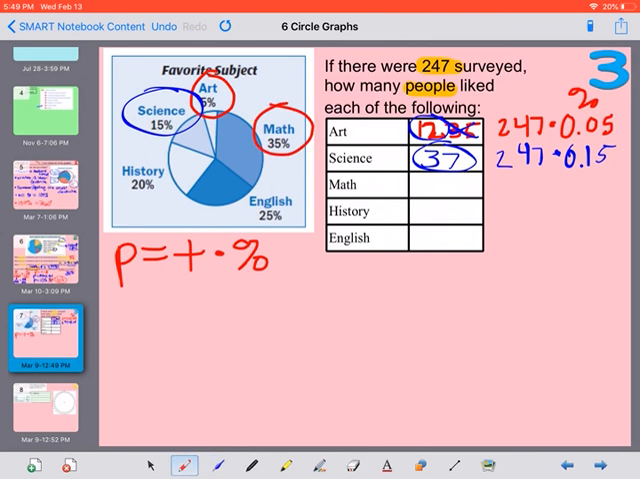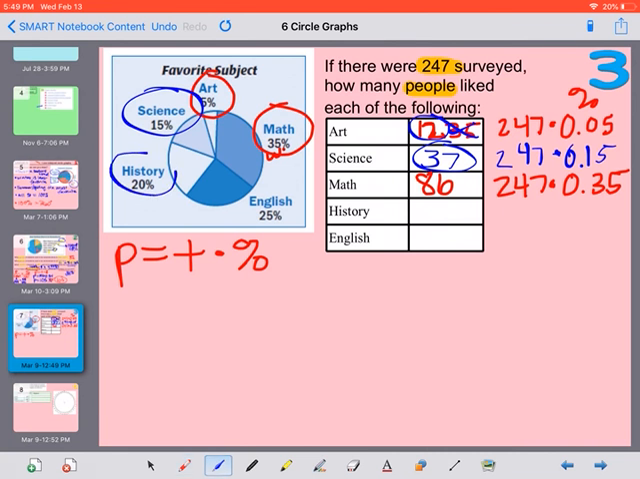Math is 35%, same number of people surveyed, 247 times math, what do we say, 35%, so 0.35. Just move the decimal 2 spots to get our percent as a decimal. So 247 times 0.35, 86.45 is really just 86 because it's 0.4, that's less than 5, you round down.